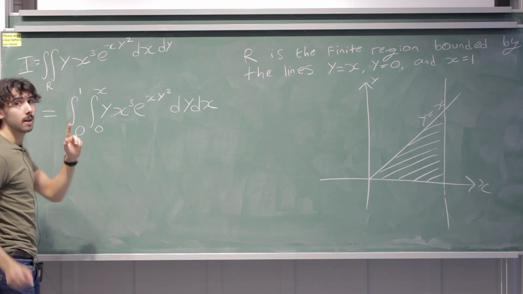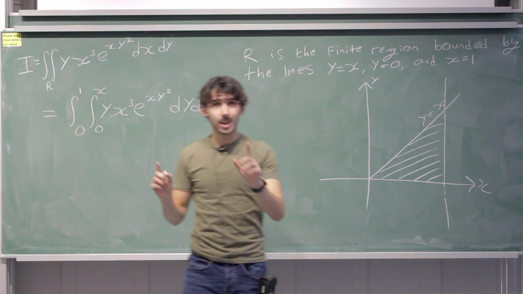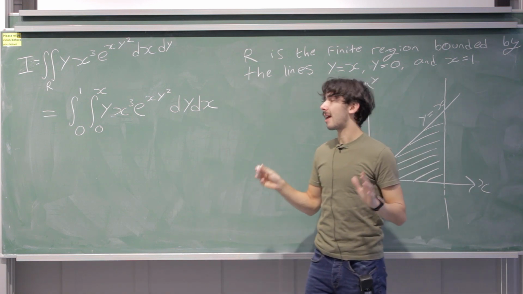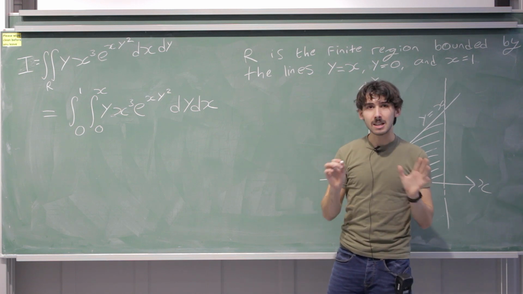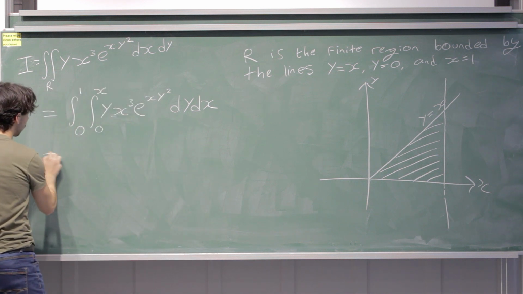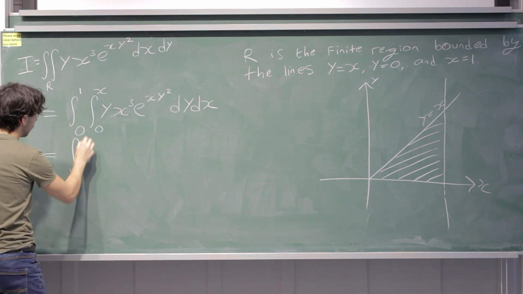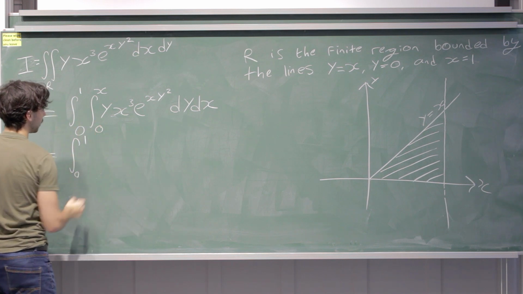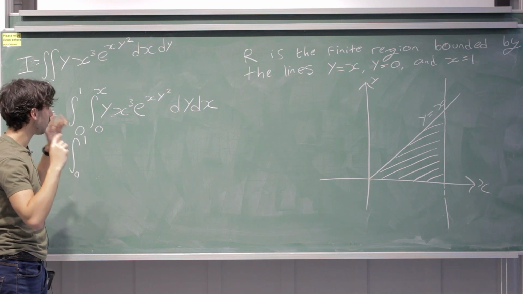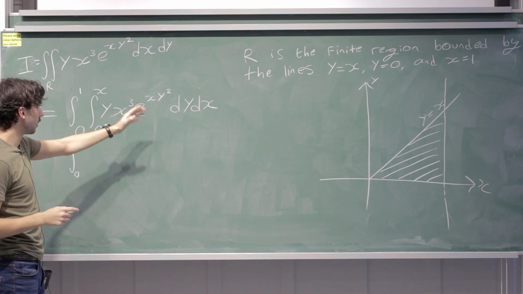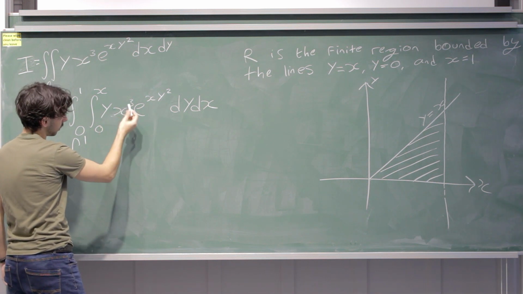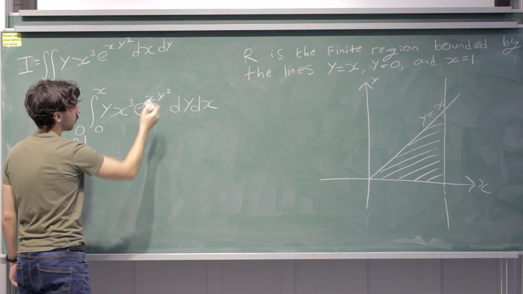This is brilliant. We've changed the limits around, and we're integrating with respect to y this time, so there's no integration by parts needed. I'm not going to claim that it's an easy integral, but it's easier than when we were going with respect to x. So here's our integral, 0 to 1. Let's take a second to look at this integral with respect to y. We've got y times a constant, x cubed, times e to the constant times y squared.